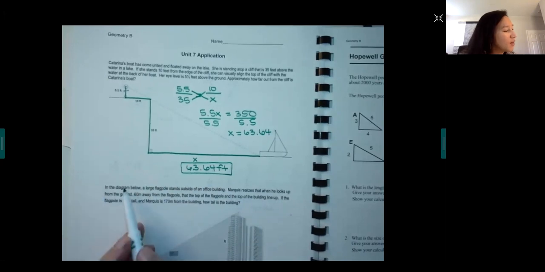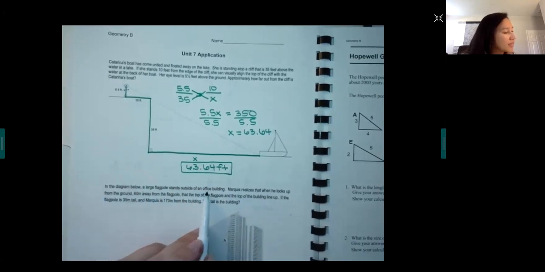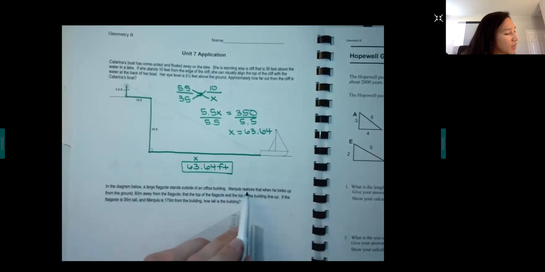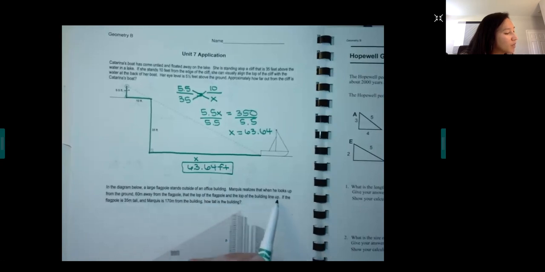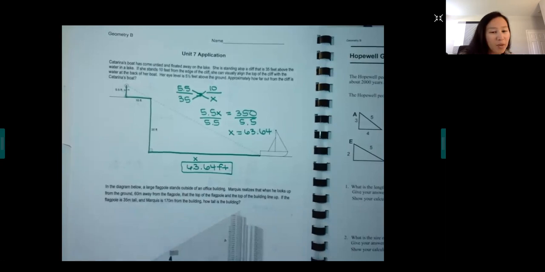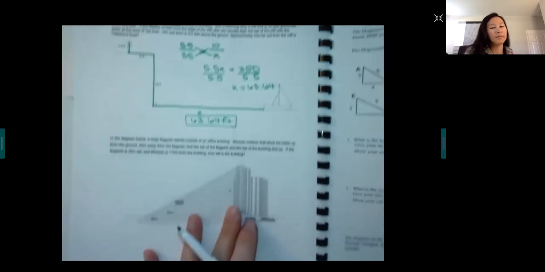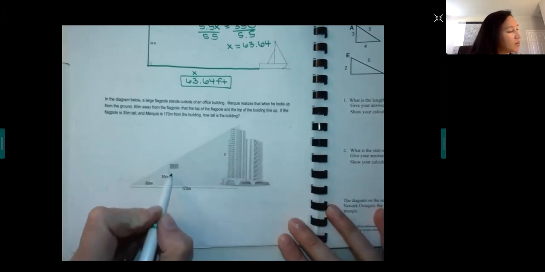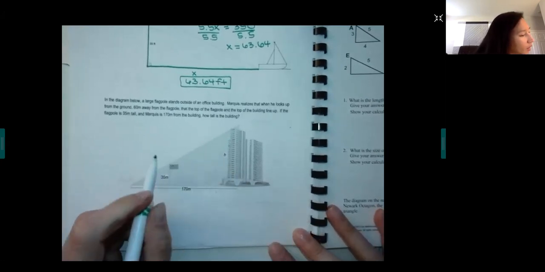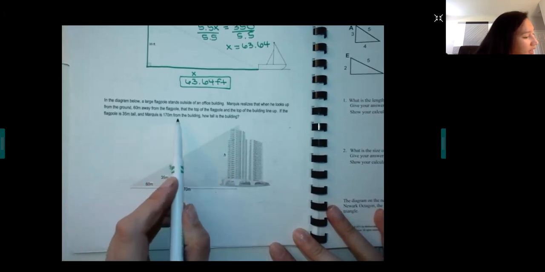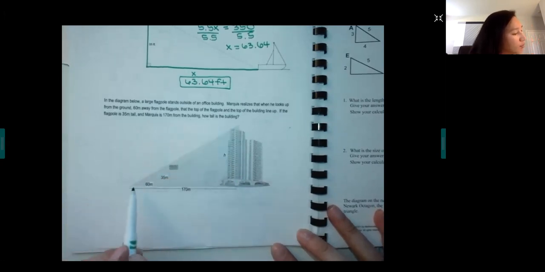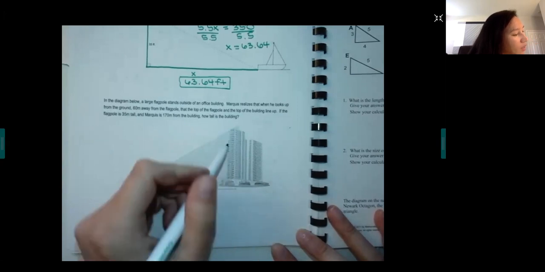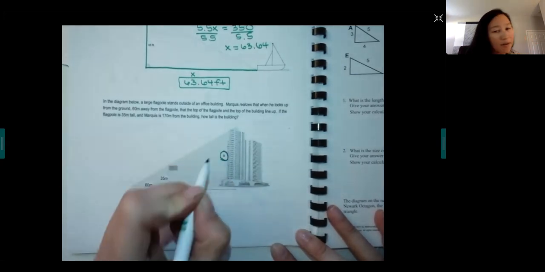Okay, in the diagram below, a large flagpole stands outside of an office building. Marquis realizes that when he looks up from the ground, 60 meters away from the flagpole, the top of the flagpole and the top of the building line up. If the flagpole is 35 meters tall, so here's our flagpole, that's 35 meters tall, and Marquis is 170 meters from the building. How tall is the office building? So we're trying to find this. We're trying to find H.